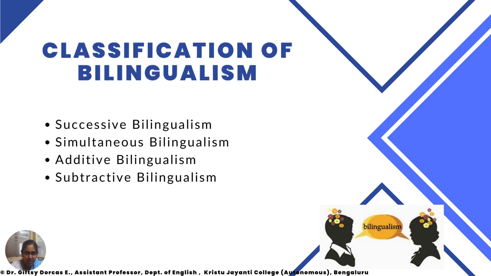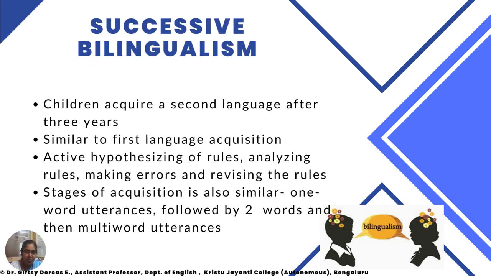Bilingualism is classified in the following manner: successive bilingualism, simultaneous bilingualism, additive bilingualism, and subtractive bilingualism. In the following slides, we'll see an explanation of each category: what is successive bilingualism, what is simultaneous bilingualism, what is additive bilingualism, and what is subtractive bilingualism. So let's start off with successive bilingualism.